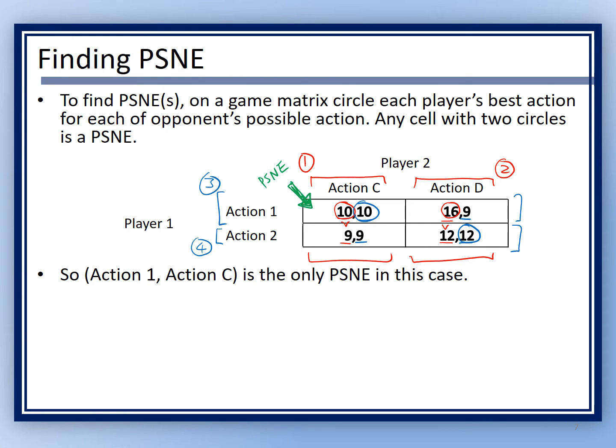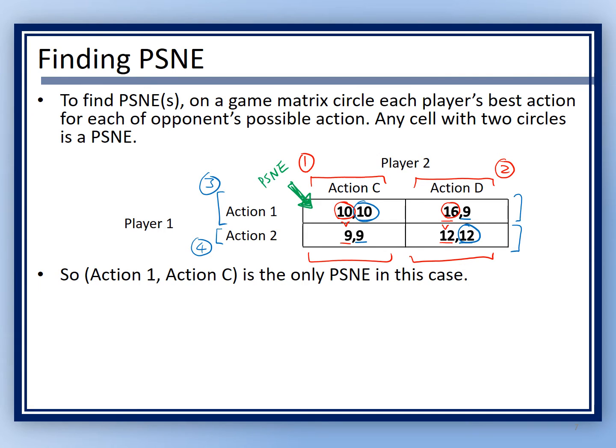Nash equilibrium is the cell with circles all around its numbers. You represent the Nash equilibrium in words by the actions taken by the players. Action 1, action C is the only pure strategy Nash equilibrium in this case.